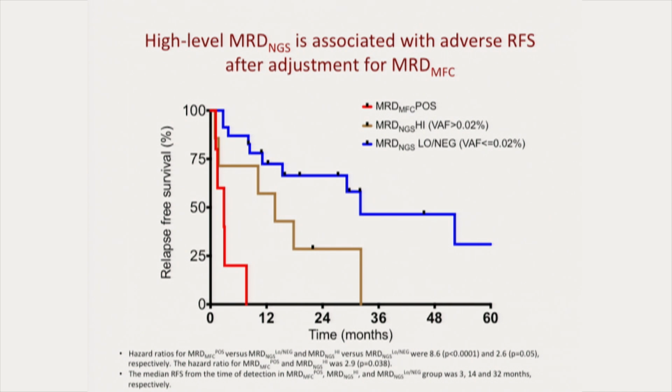The flow positive group showed a consistent relapse pattern comparable to our previous study. But the NGS really identified a subtype of patient. Most of them relapsed late at the time. In this particular study, the median relapse time is 14 months compared to 3 months for those who are flow positive.